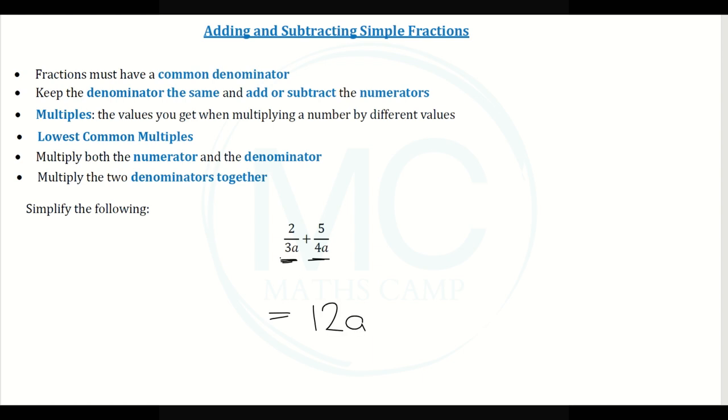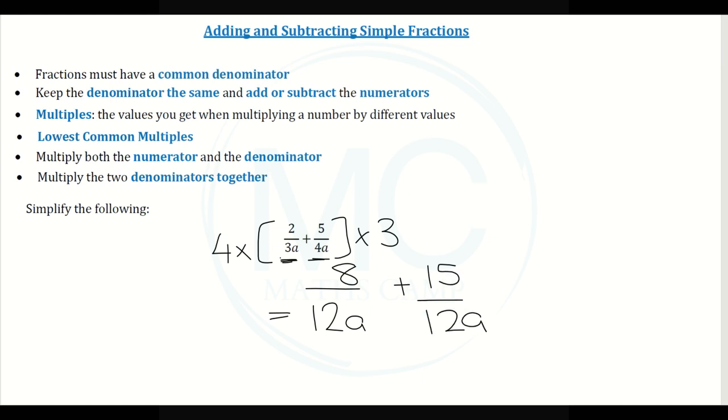To make 3a 12a, we multiply by 4. So we multiply this whole fraction by 4. 4 multiplied by 2 gives us 8 over 12a. For the second fraction, to get to 12a, we multiply it by 3. 5 times 3 gives us 15. So we get 15 over 12a. Now that we have a common denominator, we can add these two fractions together. 8 plus 15 gives us 23 over 12a.